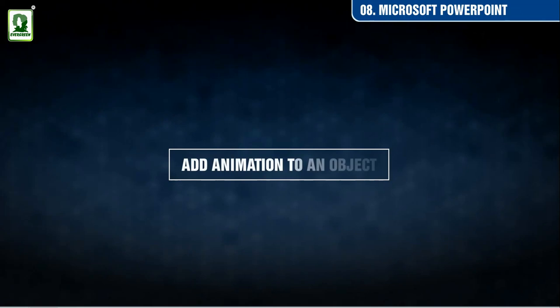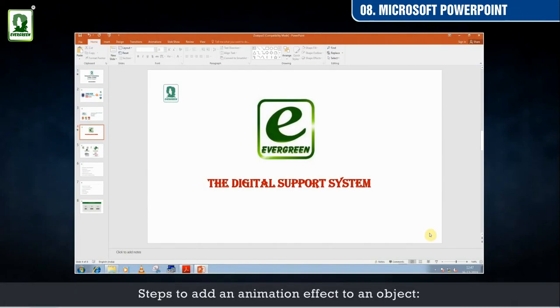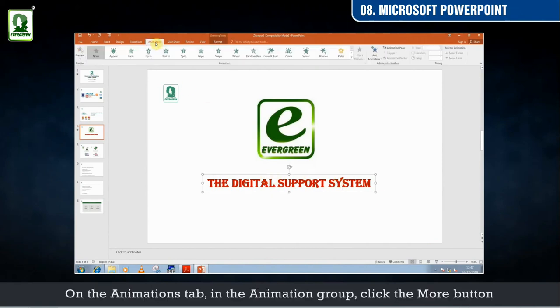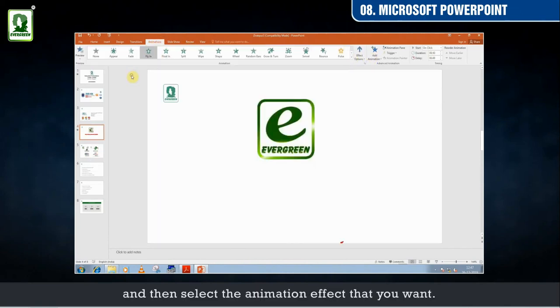Add animation to an object. Steps to add an animation effect to an object. Select the object that you want to animate. On the Animations tab, in the Animation group, click the More button and then select the animation effect that you want.